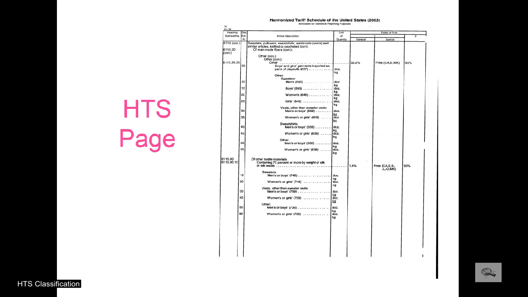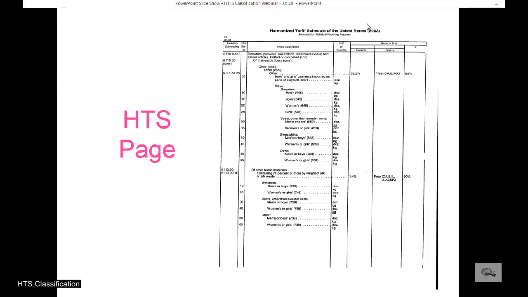Here's a page from the HTS US. Note the duty rates are in 3 columns. General, normal trade relations, special, trade programs, and column 2, which are nations that aren't normal trade relations. Notice much higher duty rate for those nations that are not normal trade relations.